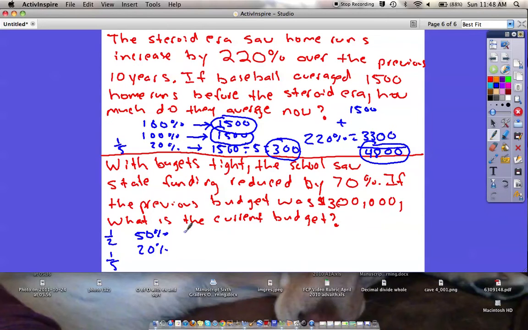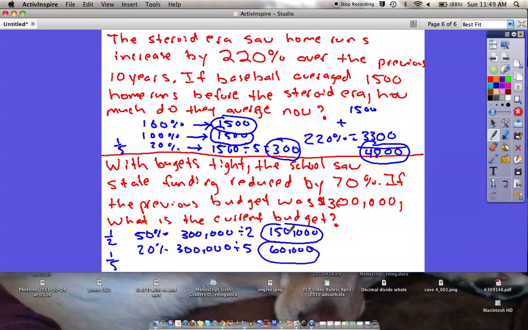So 50%. So let's do our starting total here, which is $300,000, and we'll divide that by 2, and we're going to get $150,000. Okay, that's our 50%. Now we need our 20%, which would be $300,000 divided by 5. So if we cut that into 5 pieces, I got to think that's going to be, what, 60,000. So $60,000. So now we've got our 50% and our 20%, which if we add those together, I think we get $210,000.